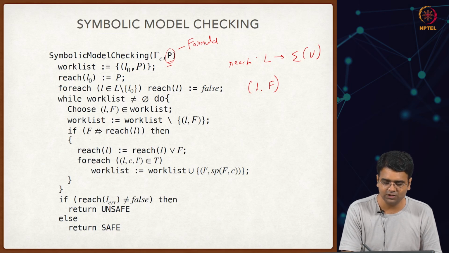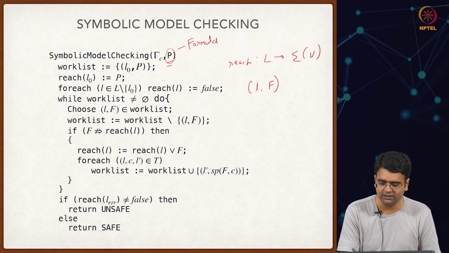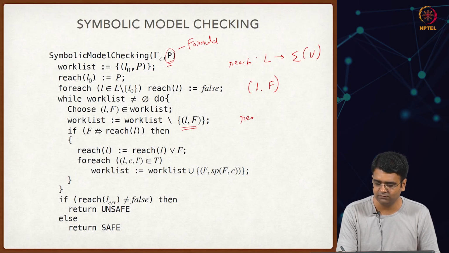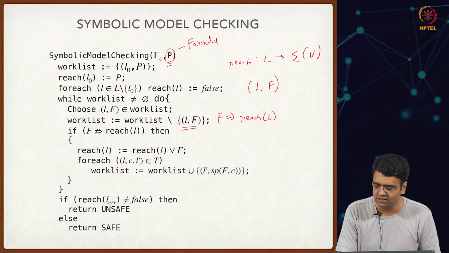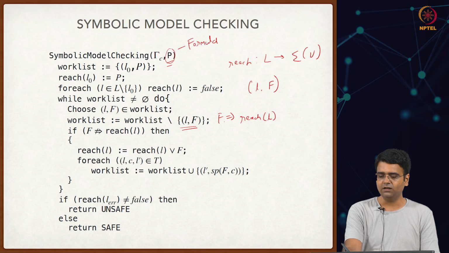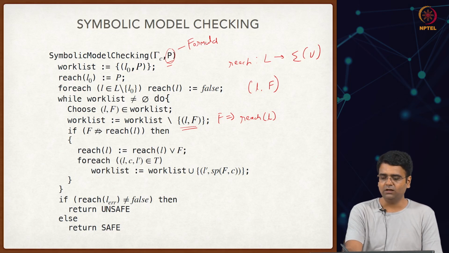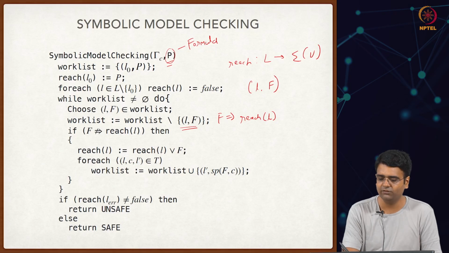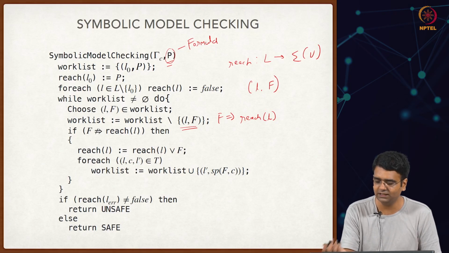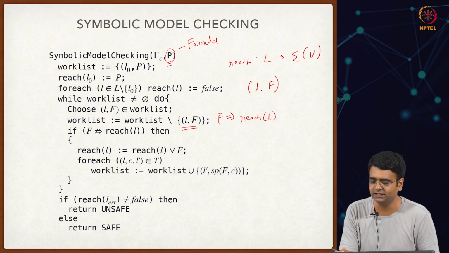Now in every iteration of this loop we remove a pair from the work list, of the form L comma F, and then we consult the reach map. Remember at the program location L, we look at the formula reach L. If F implies reach L, that means that all the program states which satisfy F are also going to satisfy reach L, meaning that we have already discovered those program states at the program location L.